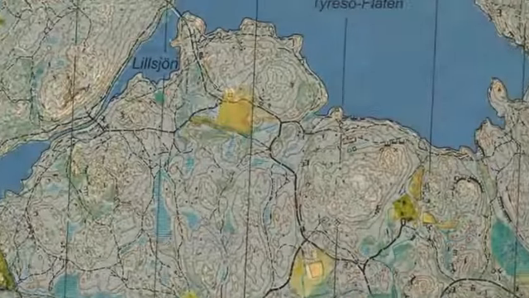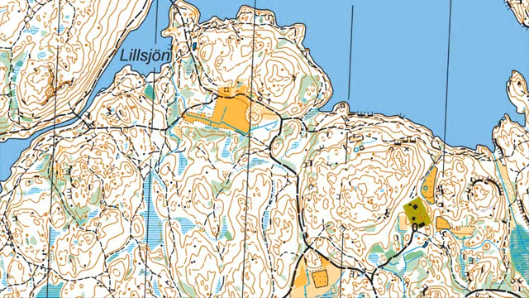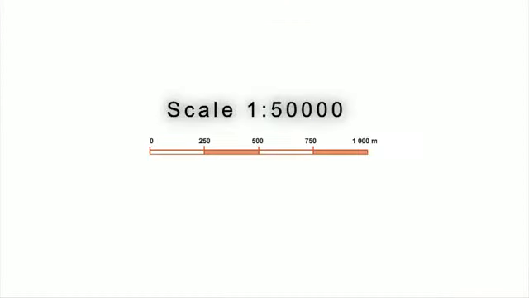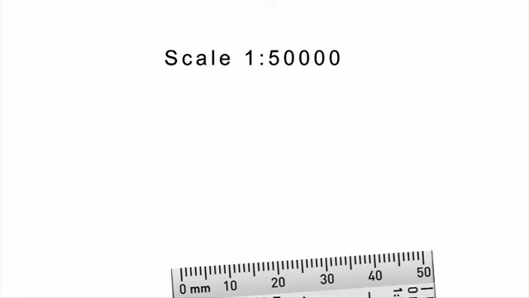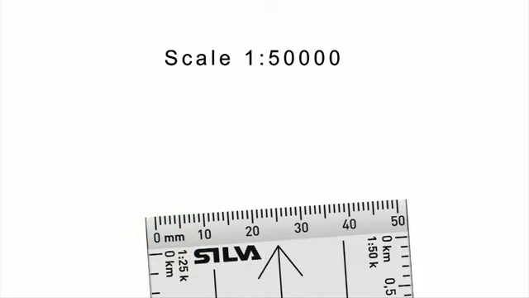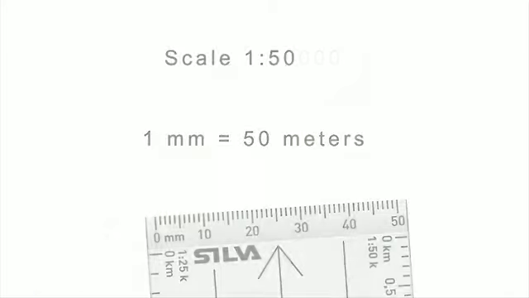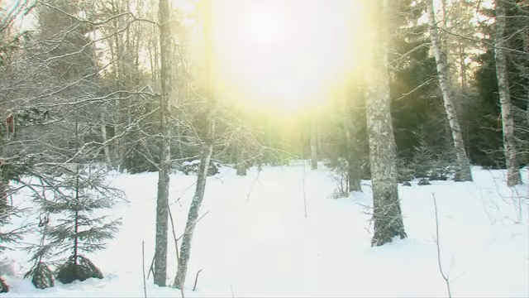A map is a scaled-down model of reality, so it's important to understand how it represents distance. Using the map scale, you can measure distance with the compass base plate. If your compass lacks the corresponding scale, use a regular metric ruler. Drop the last 3 digits from the scale, and this is the number of meters on the ground represented by 1 millimeter on the map. So on a 1 to 50,000 scale map, 1 millimeter represents 50 meters.